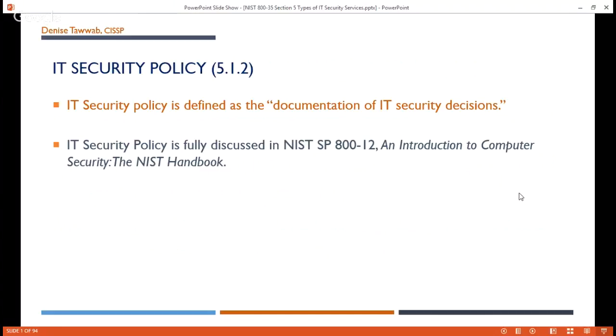Okay, IT security policy is another one of the services. It is defined as the documentation of IT security decisions. Basically, how do we do things around here when it relates to security? What's our email policy? What's our acceptable use policy? What's our system access policy? A lot of different policies come into play. IT security policy is fully covered in Special Publication 800-12. So I suggest you look at that if you are really interested in drilling down.